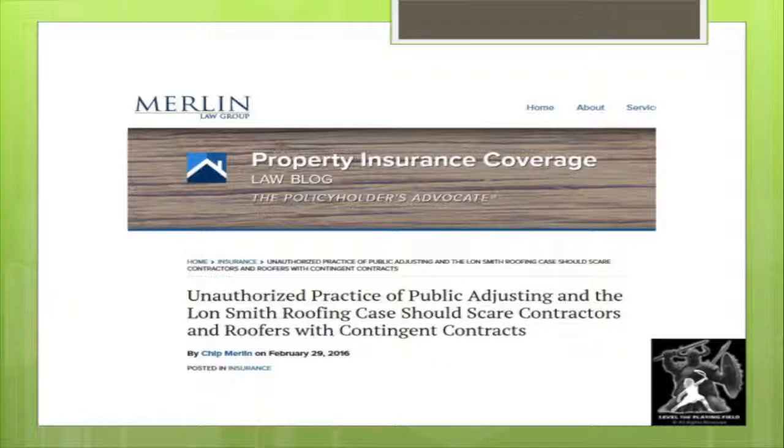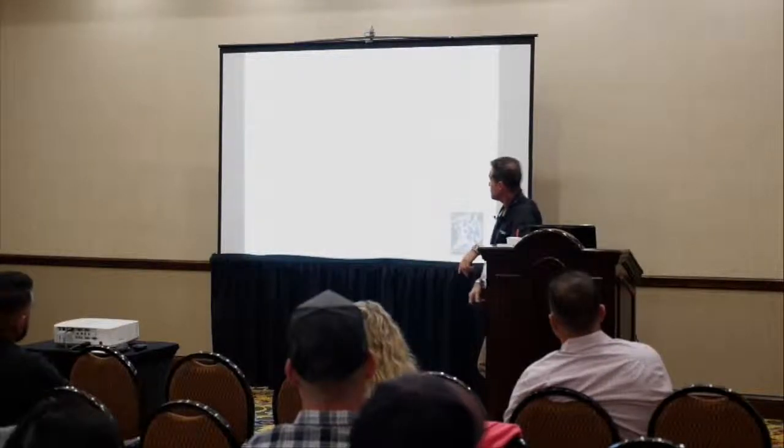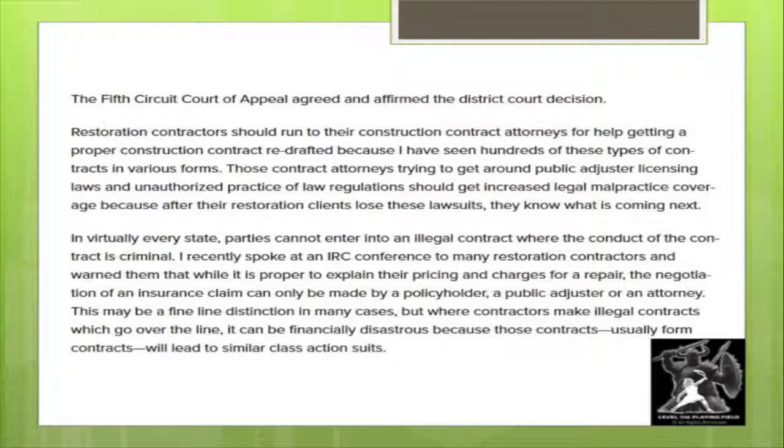Unauthorized practice of public adjusting and the Lawn Smith roofing case should scare contractors and roofers with contingency contracts. The Fourth Circuit Court of Appeals agreed and affirmed the district court decision. Restoration contractors should run to their construction contract attorneys for help getting a proper construction contract redrafted, because I've seen hundreds of these types of contracts in various forms. Those contract attorneys trying to get around public adjuster license laws and unauthorized practice of law regulations should get increased legal malpractice, because they're going to get sued and maybe lose their ticket. This is serious stuff. Have you had your contract reviewed?